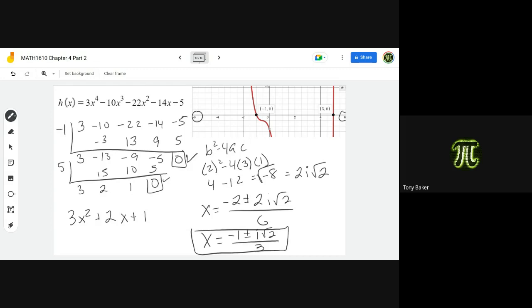It's negative b. The quadratic formula is negative b plus or minus the square root of. So b is 2 in this case, so it's negative 2. Good, we're getting questioned on all my negative signs now. So in this case, we have 2 real numbers and 2 complex numbers.